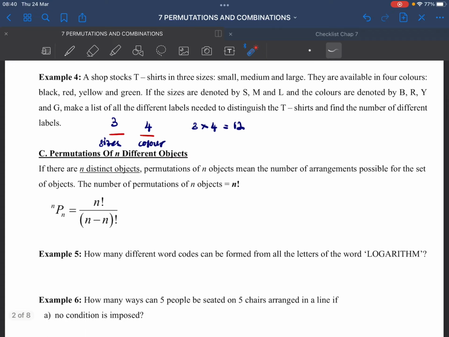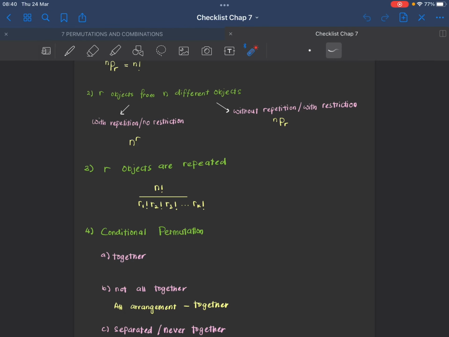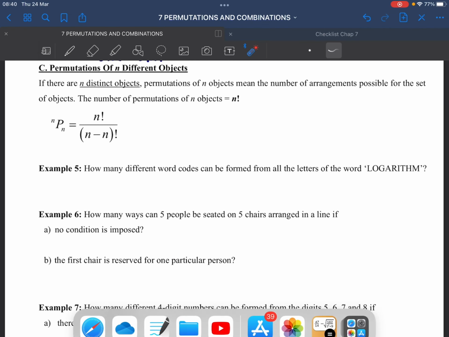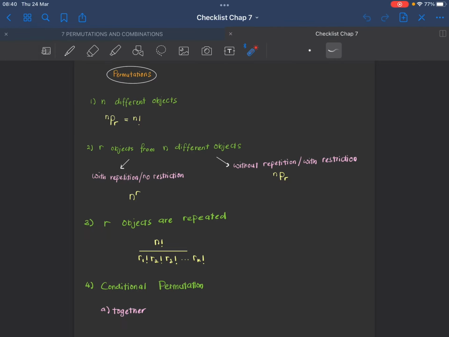So here you are going to see permutation of n different object, which is the first part dekat sini. As you can see, the formula here is nPr equals n factorial over n minus r factorial. So macam mana nak tekan nPr? Contoh, sekejap lagi saya akan tunjuk dekat calculator. Sorry, this one should be nPn.